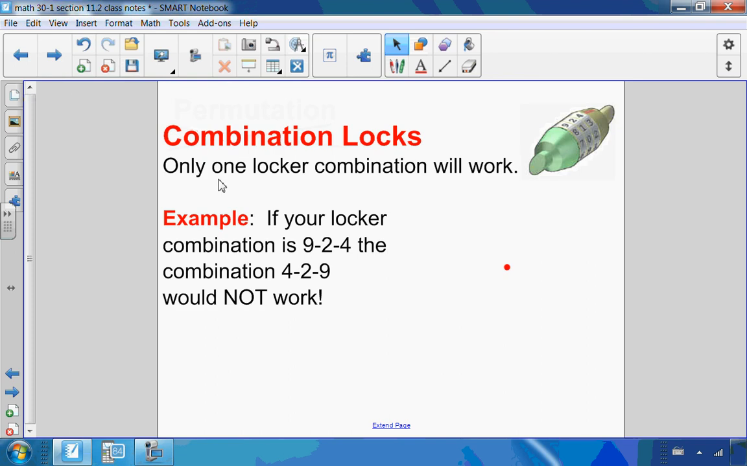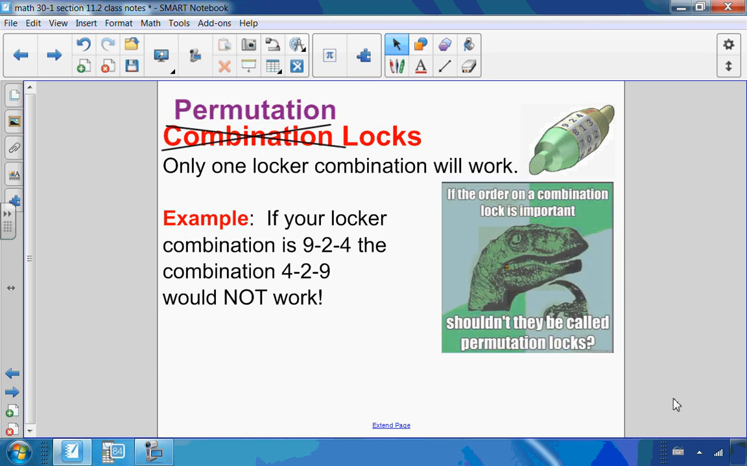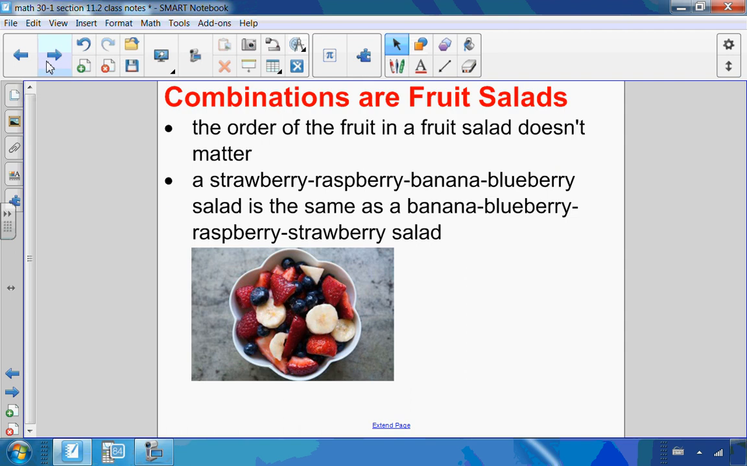So you know when you go to your locker and you have a combination lock, because you enter in a combination, now that we know the definition, we should actually really call it a permutation lock because the order is important. Because if your combination was 924 and you entered 429, it would not work. So when you think of combination locks, think permutations, because order does in fact matter.